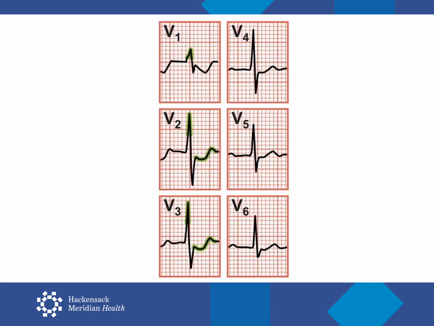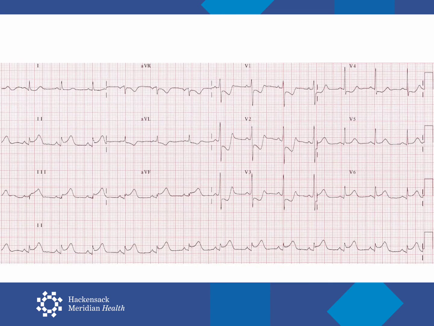Here are some more images of the ST depression in V1 and V2 that are found in a posterior MI. And here is another example of an inferoposterior MI. Again, the ST segment elevations are seen in the inferior leads, but the ST depressions are seen in V1 and V2. Learn to look for these kinds of T-wave inversions and ST segment depressions in V1 and V2. They can be seen both individually by themselves with a true posterior, or also associated with an inferior MI.